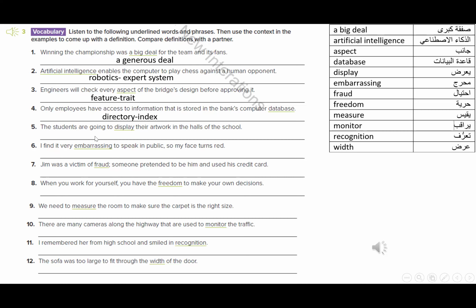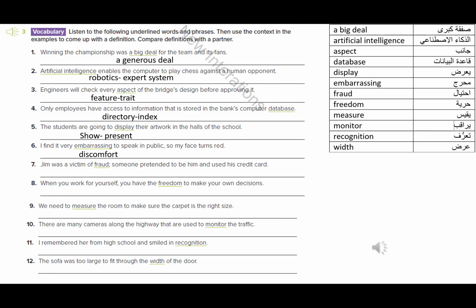The students are going to display their artwork in the halls of the school. So display means to show, to present. So the word display means show or present. I find it very embarrassing to speak in public. My face turns red. So I feel embarrassed. So embarrassing means discomfort.